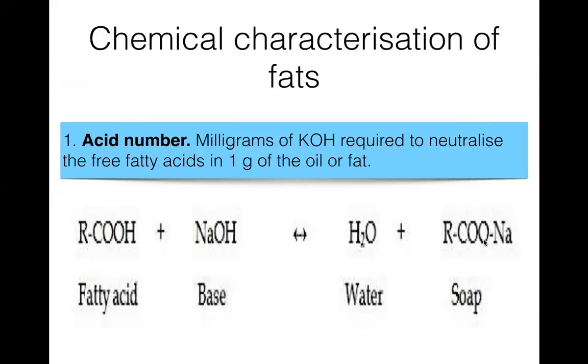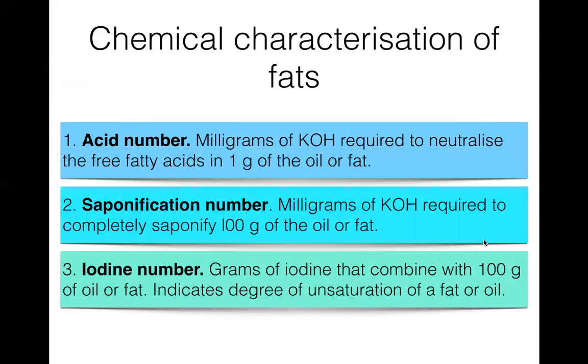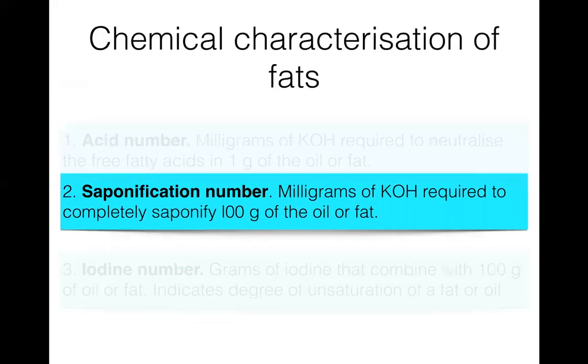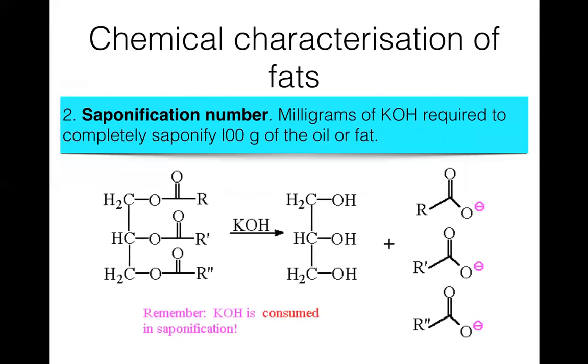Now, something similar to the acid number is the saponification number. This is defined as the milligrams of KOH or sodium hydroxide required to completely saponify 100 grams of oil or fat. So what is the difference between the acid number and the saponification number when the reaction is virtually the same? The saponification number neutralizes all the fatty acids, whether they are free or bound to glycerol. So the reaction is the same. It's a simple saponification reaction.